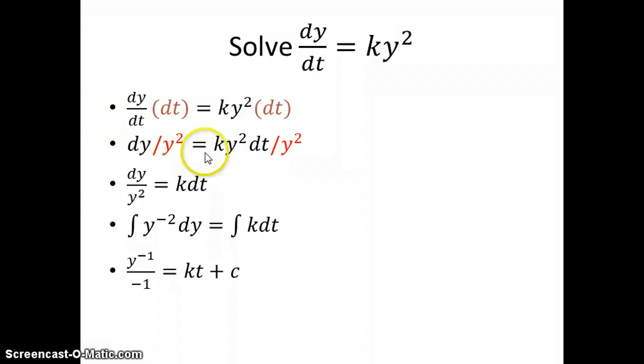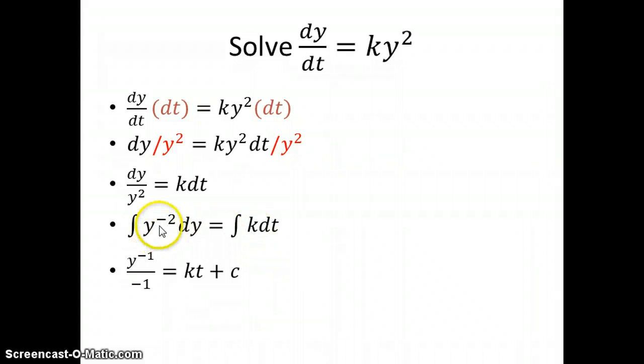That leaves dy equals k y squared dt. The y goes with the y, so divide by y squared. And we get dy over y squared equals k times dt. Now that we have the differentials on each side, we integrate both sides. The integral of y to the negative 2, that's division by y squared, dy is the integral of k dt. Remember, k is just a constant.